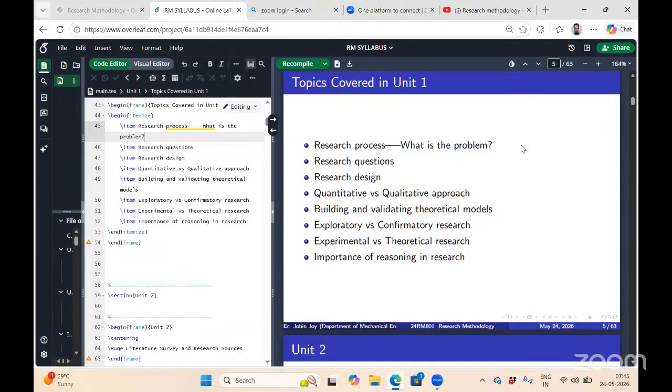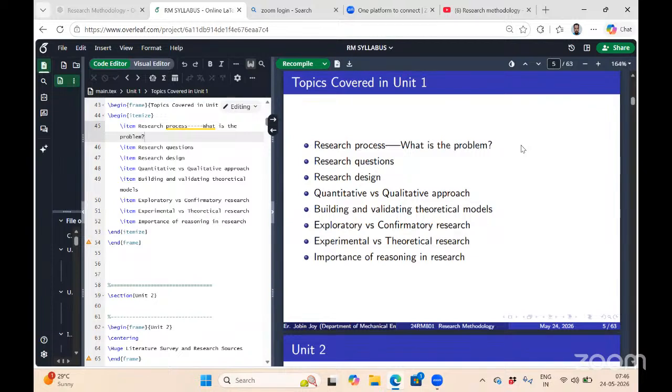What is the difference between a quantitative and a qualitative approach? Quantitative research deals with numerical data and statistical analysis. It mainly focuses on measurements and objective results. For example, measuring student marks using statistical analysis, which deals with numerical data, or studying the production output using numerical data.